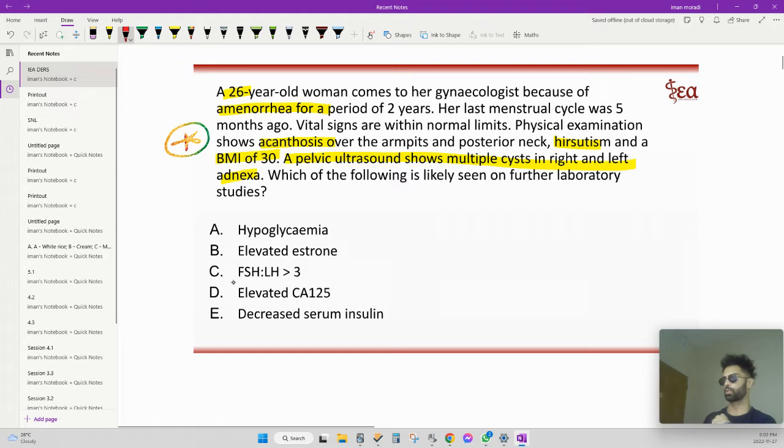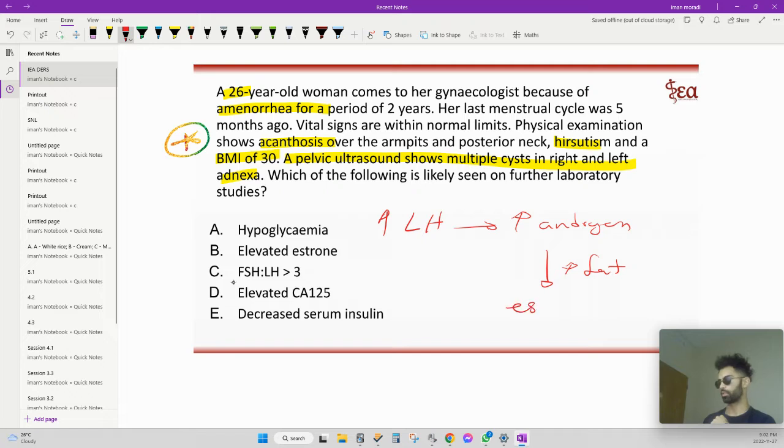So in PCOS, what you have is basically high LH, right? And that causes high androgens. And you also happen to have a high BMI, which means high fat. You have a lot of fat already, right? Fat tissue changes androgens to estrogens or estrogenic compounds.